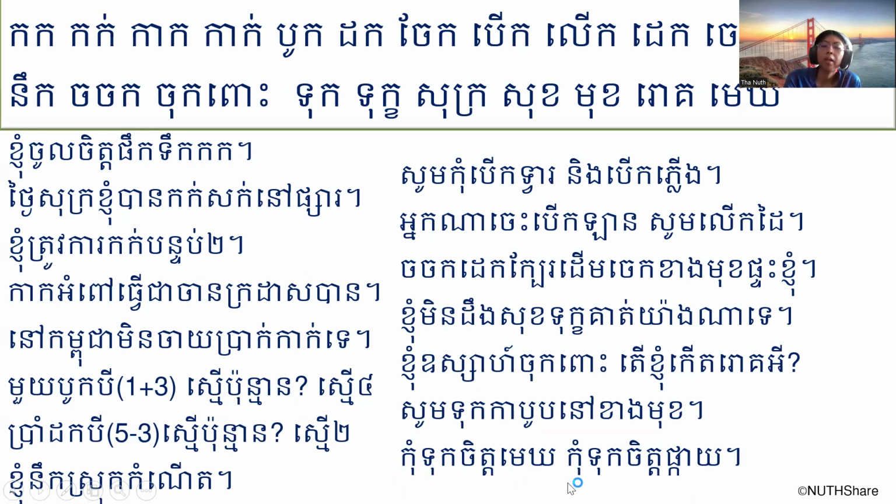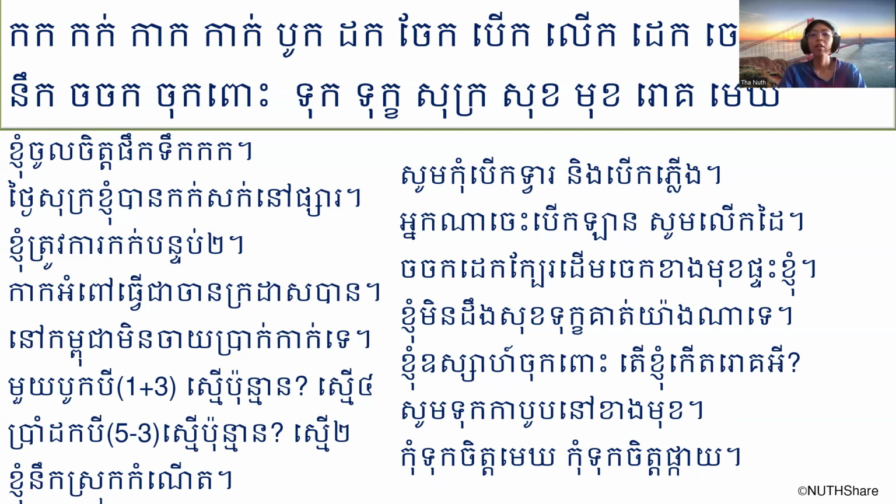And last sentence. Kom tuk chit mek. Kom tuk chit kai. This tuk, but not keep. This tuk it means believe. Chet is mean kind, heart or kind, mind. Chet, keep in mind, but no, it mean believe. Kom tuk chet mek: don't believe sky, don't believe star. It's something like do not believe anyone easily, just believe yourself. So kum tuk chit mek, kum tuk chit sky: don't believe sky, don't believe star. So it means don't believe everyone. Just believe yourself.